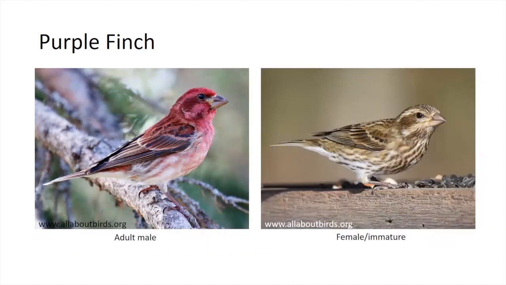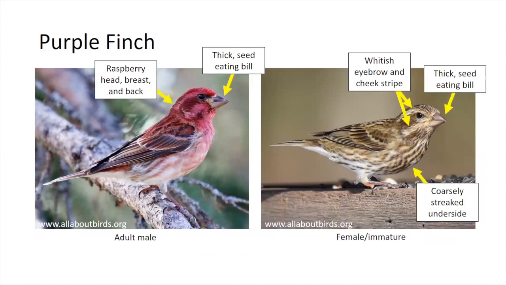The male and the female, again, are dimorphic. They have that really thick seed-eating bill characteristic of the finches. He has a raspberry head, breast, and back, whereas she's just kind of coarsely streaked. And she does have a pretty defined white eyebrow and cheek stripe that's a good cue to look for.